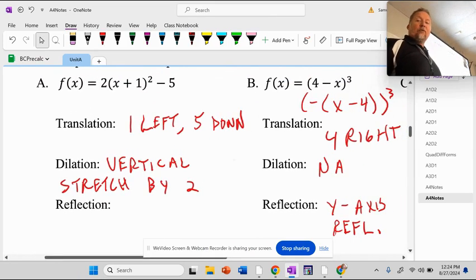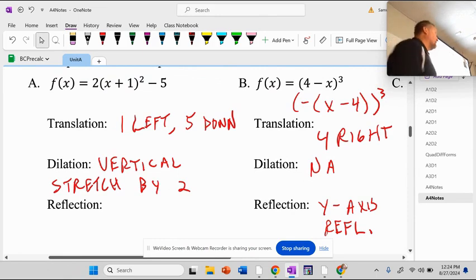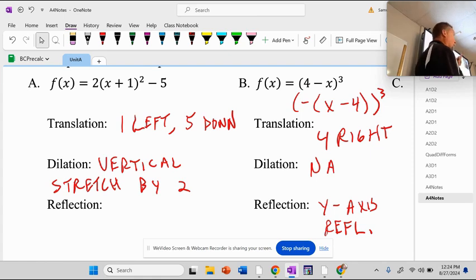You got to pull out that negative, my silly little friends, and then make that x minus 4 on the inside. So actually, it's 4 right. There is no dilation. And this is technically a y-axis reflection because that negative is on the inside of the function. Although for a cubic, if I do a y-axis reflection, it's the same as doing an x-axis reflection. So there's an argument there. But stay true to negatives on the inside are y-axis reflections. Okay, so it's got to be named as a y-axis reflection.